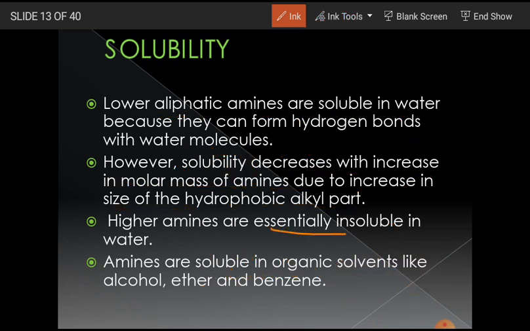Higher amines are essentially insoluble in water due to the same reason. Amines are soluble in organic solvents such as alcohol, ether, and benzene. So the most important point over here is this.